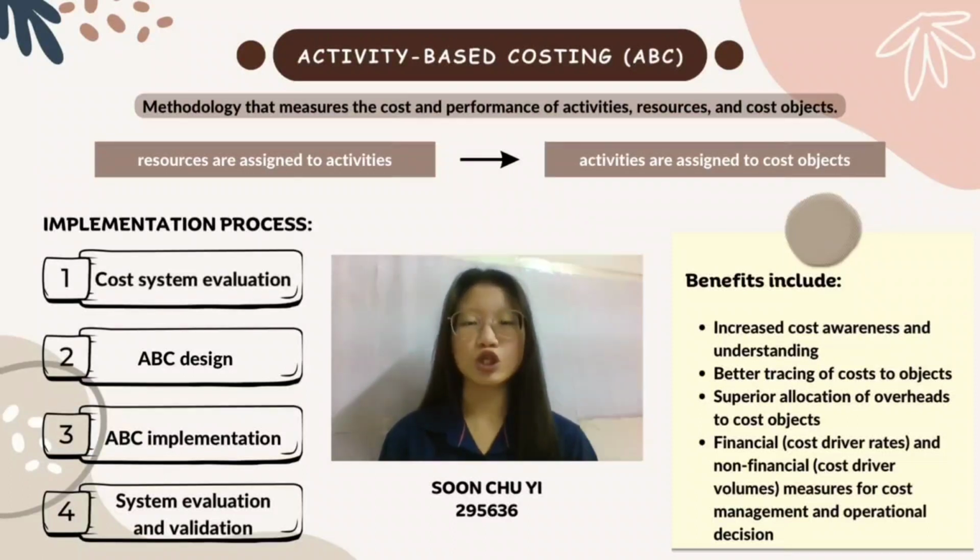Next, the implementation process of ABC. It should rely on the following four steps. Firstly, cost system evaluation. Secondly, ABC design. Thirdly, ABC implementation. And lastly, system evaluation and validation. Some benefits of implementing ABC include increased cost awareness and understanding, better tracing of cost to objects, superior allocation of overheads to cost objects, and financial and non-financial measures for cost management and operational decisions. That's all from me. I will pass to the next person.